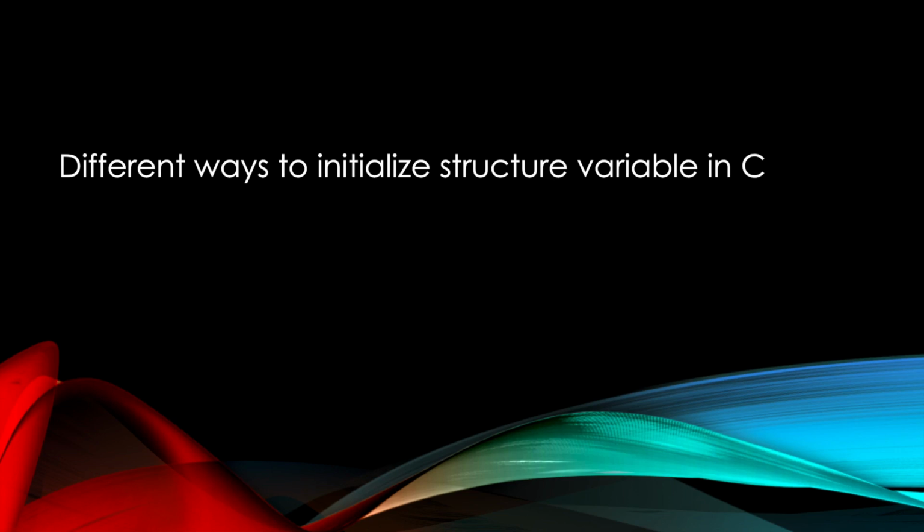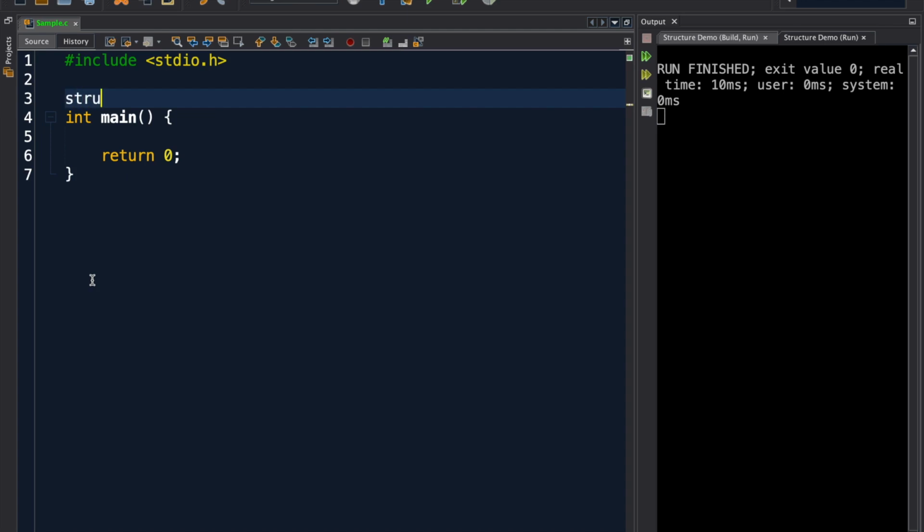In this video, we are going to see the different ways to initialize a structure variable in C. In my previous video, I explained how to create a structure, how to declare a structure variable, and how to initialize a structure variable and display it. Here, let me illustrate with a very simple example, which shows the different ways to initialize a structure variable in the C programming language. First of all, I'm going to create a structure with the name employee.